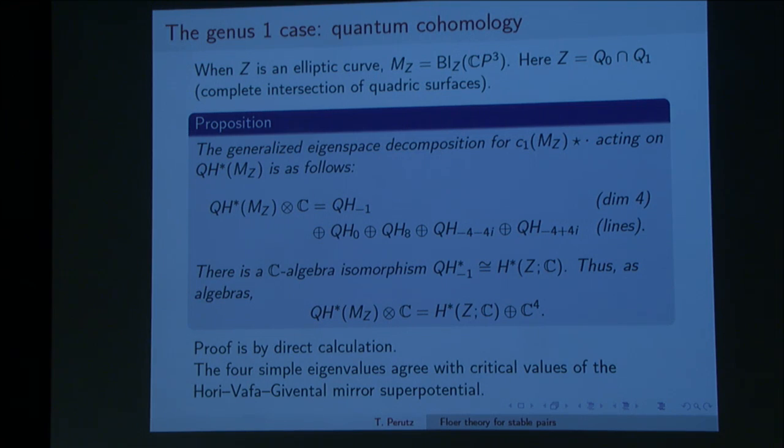So Z is now an elliptic curve, and MZ is the blow-up of CP3 along that elliptic curve, embedded via degree 4 linear system, or if you like, as the intersection of two quadric surfaces inside CP3. Okay. So the quantum cohomology of this space is not so difficult to compute. It turns out to be the following.